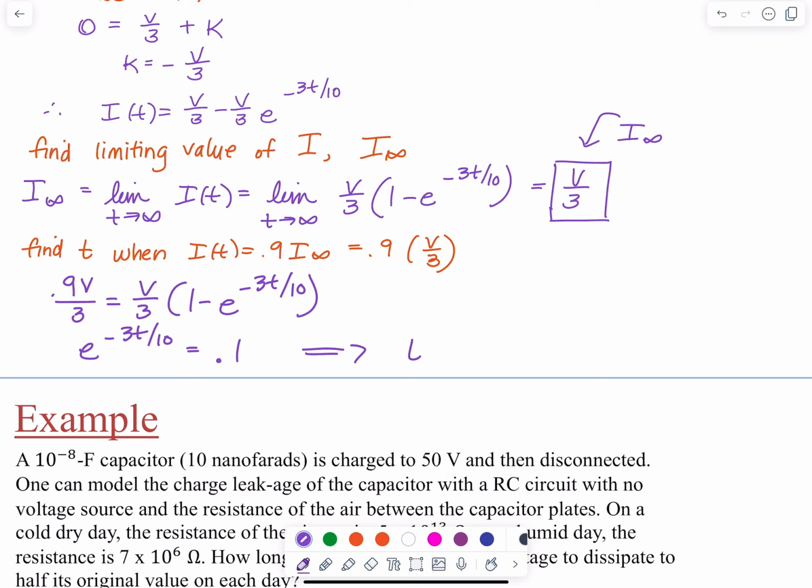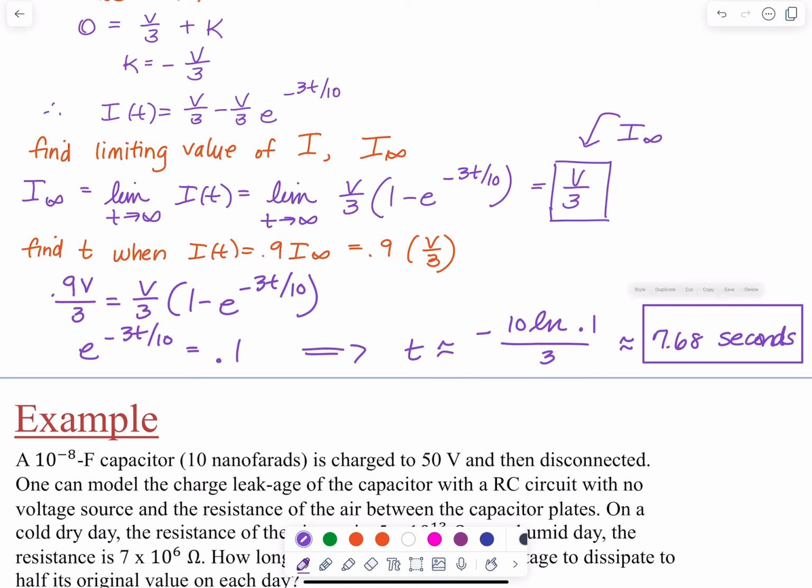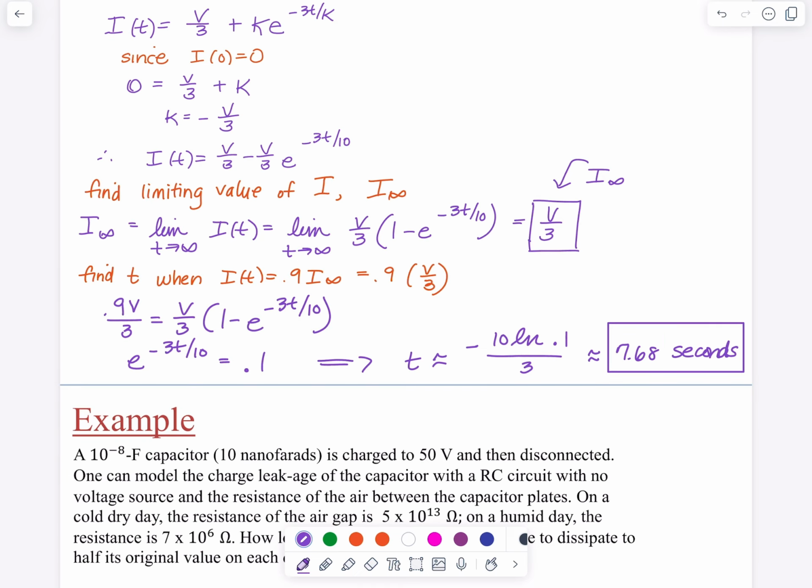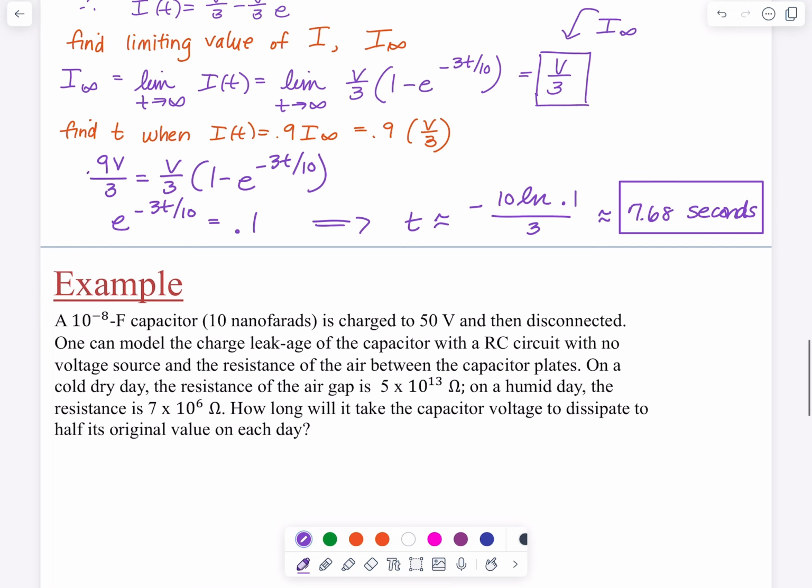And then I'll just go ahead and write here. We come up with t is approximately the opposite of 10 times the natural log of 0.1 divided by 3, and that's approximately 7.68 seconds. So it takes 7.68 seconds to energize the electromagnet to within 90% of its final value, of that limiting value. Okay, let's take a look at our next example.